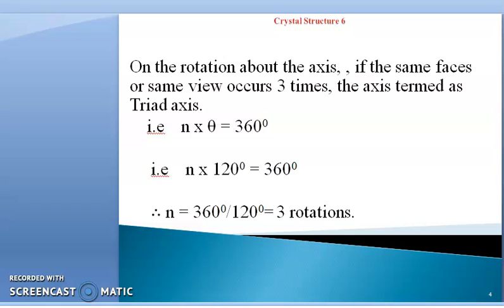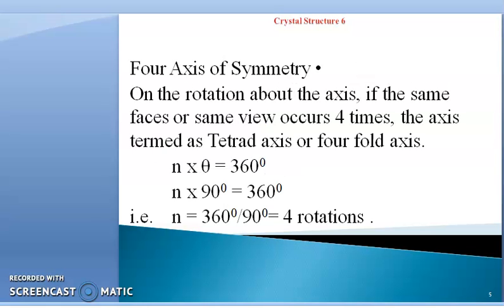Now let us think about 4 rotations, the 4-fold axis of symmetry. We say tetrad or 4-fold axis. What do we say? 4-fold axis. On rotation about the axis, if the same faces or same view occur 4 times, the axis is termed a tetrad axis, or it is also called a 4-fold axis. 4-fold means 90, 90, 90. How many times? 4 times.